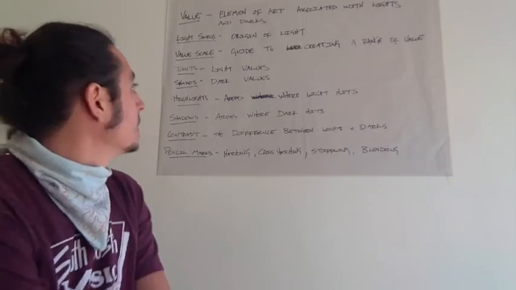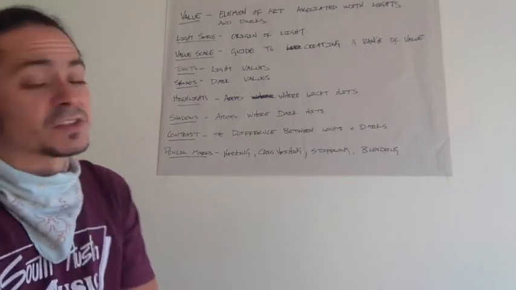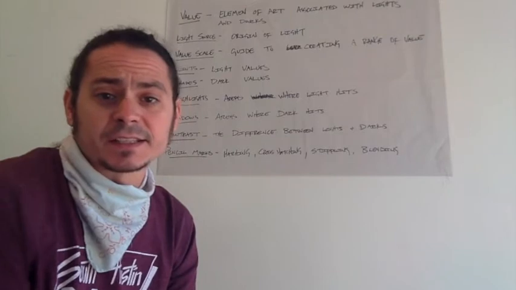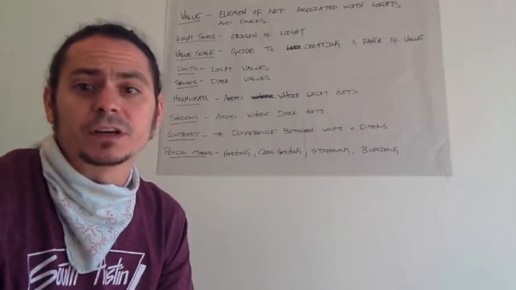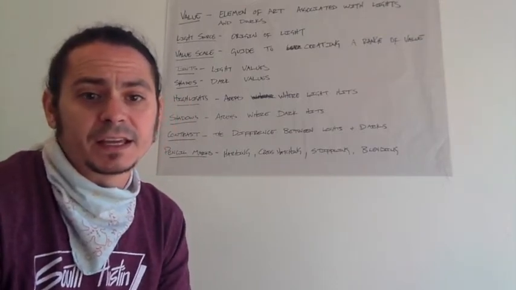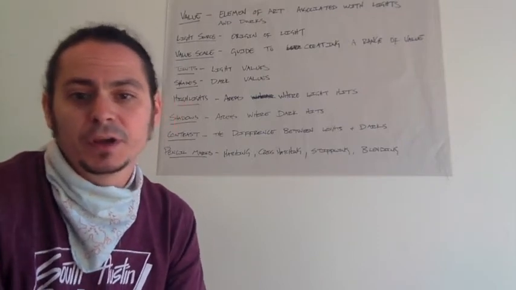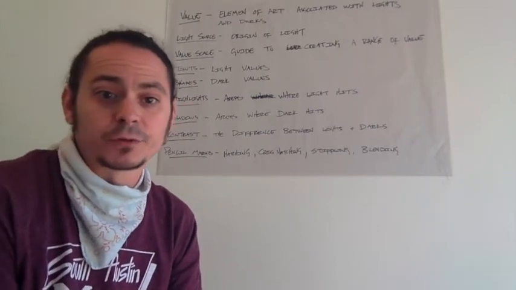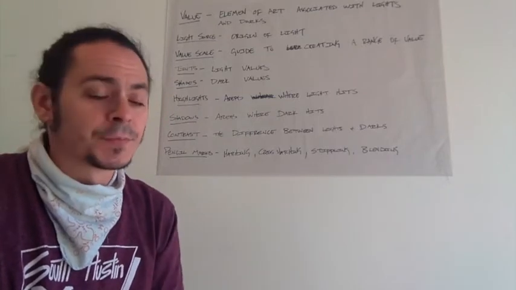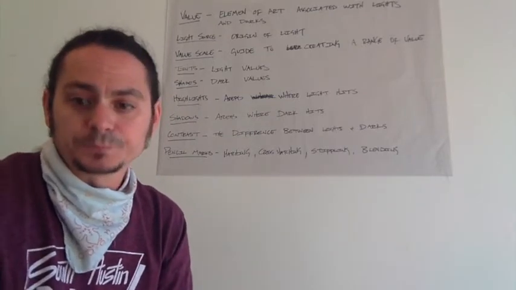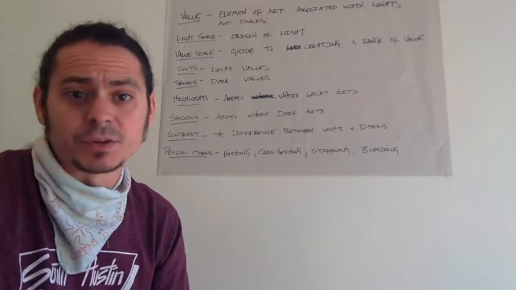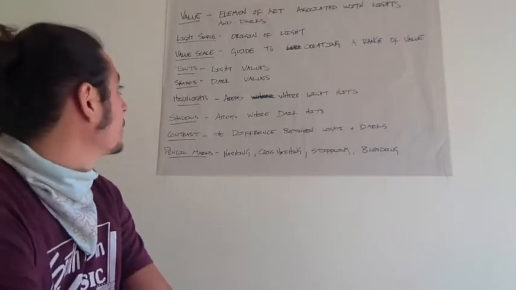So the next vocabulary word is light source. Light source, like I said earlier, is just the origin of light. So today the light source is coming into my window from the left side, your right side, right over here, and that's pretty much all that is. It's just the origin of whatever the light's coming from.